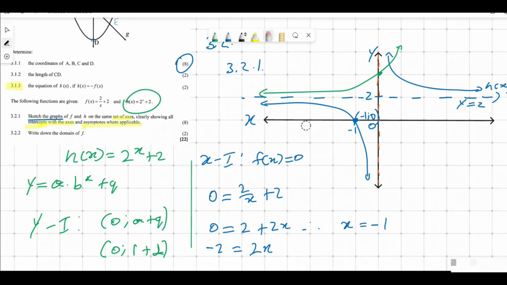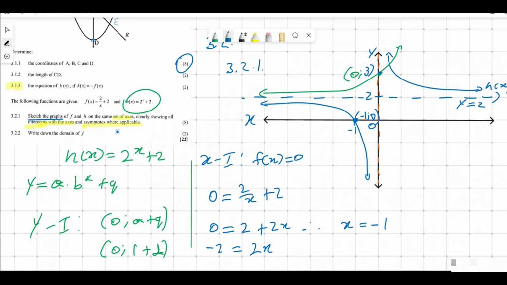So these are things that you need to remember. If you can't remember this, then we'll have to calculate the y-intercept. Is that okay? You'll have to calculate the y-intercept. So this is 0 and 3. So this is this point, the y-intercept.